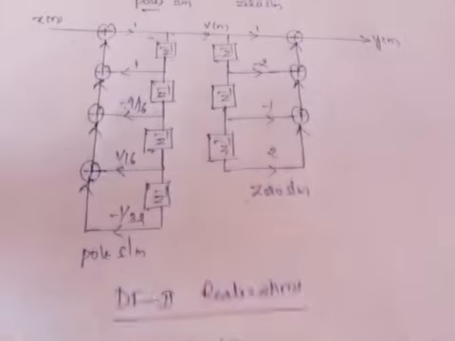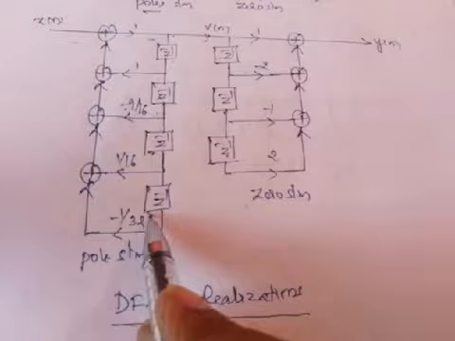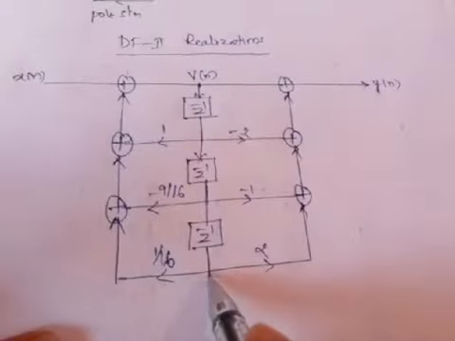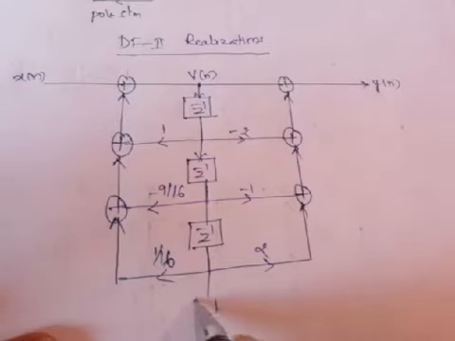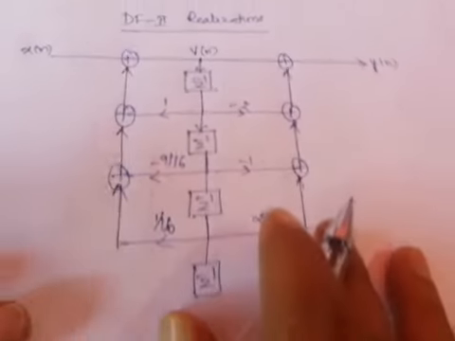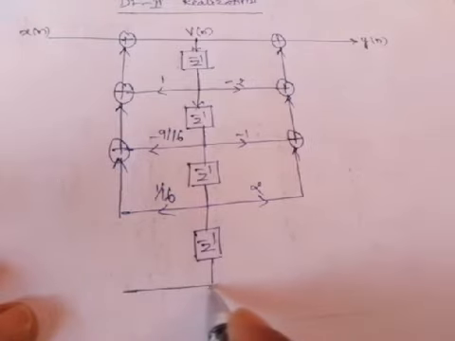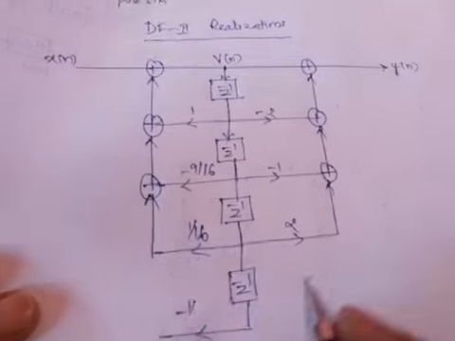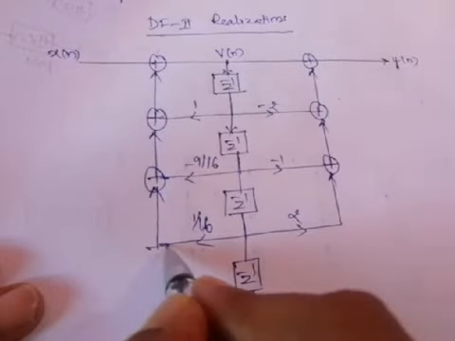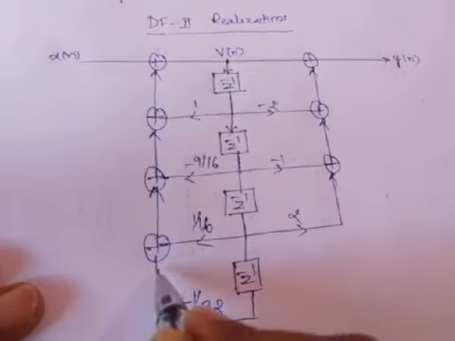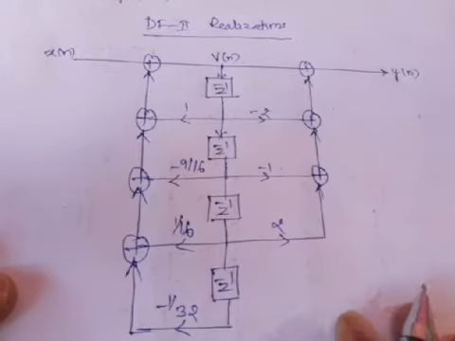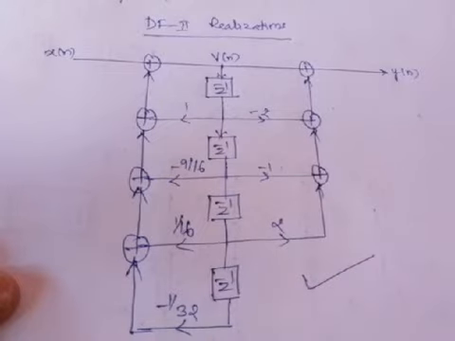Okay, fine. Next, in the pole system the fourth delay is there, but in the zero system there is no fourth delay, so there is no common delay element, but we are taking the fourth delay, and this fourth delay has only a coefficient term for the pole system, that is minus 1 by 32. Add with the previous result. Okay, this is the direct form 2 realization. Thank you very much.